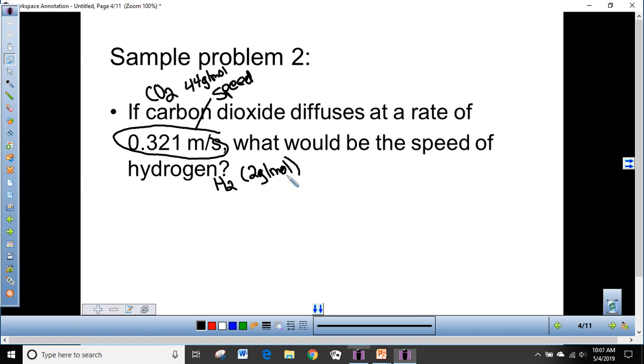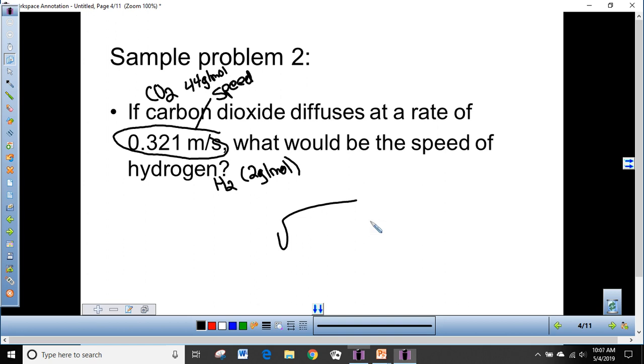For example, if I'm going 60 miles an hour and I'm 2 times faster than you, then you would take 60 and divide by 2. So this speed is kind of in timeout until we figure out a times faster process. And we do that by using Graham's law.